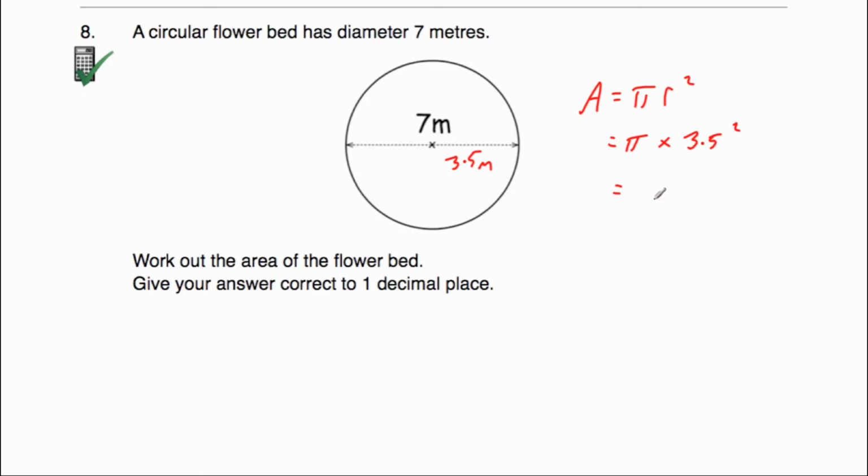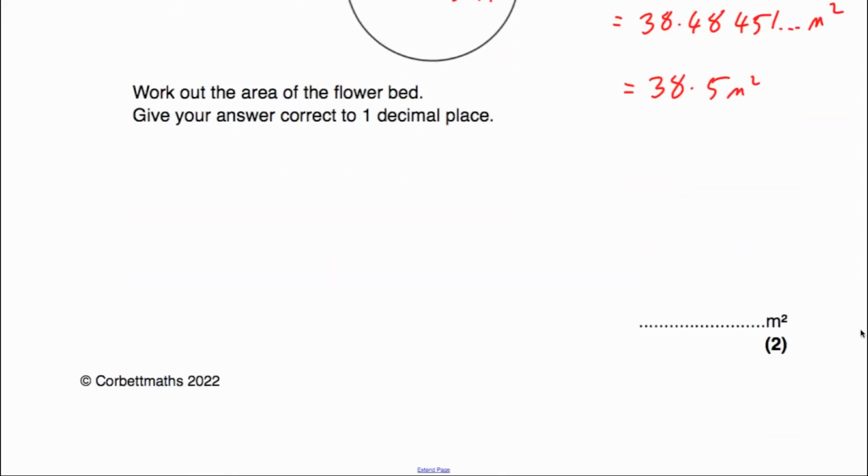it to 1 decimal place, so let's write it as 38.48451 and so on meters squared, but we're going to round it to 1 decimal place, so the answer would be 38.5 meters squared, because we had 48, we're rounding up, so 38.5 meters squared, and that's our answer, 38.5. Okay, let's have a look at our next question.